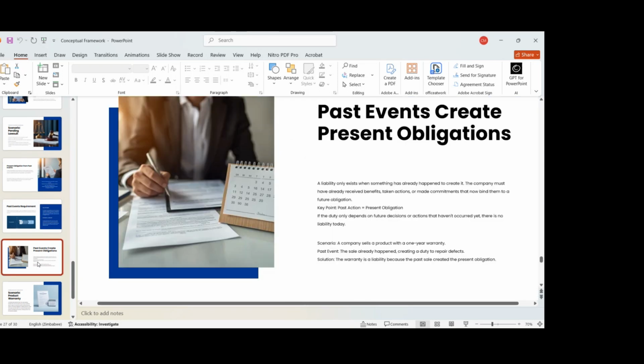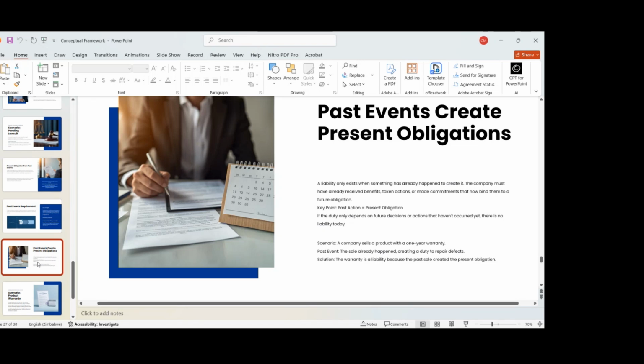Still on past events. Don't forget it's past events which create a present obligation. So a liability only exists when something already happened to create it. The company must have already received the benefit, taken actions, or made commitments that now bind them to a future obligation. So the key point: past action leads to a present obligation. If the duty only depends on future decisions or actions that haven't occurred yet, there is no liability today.